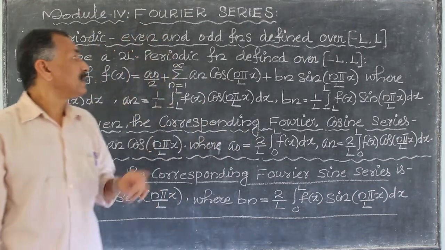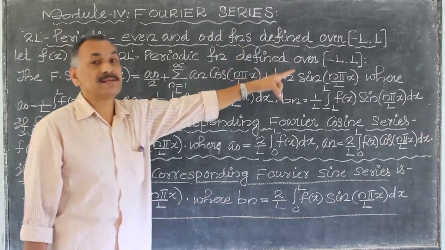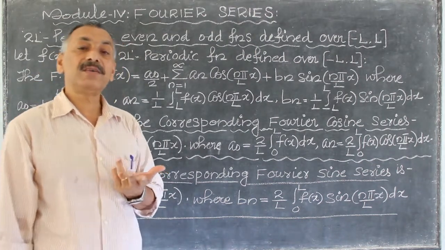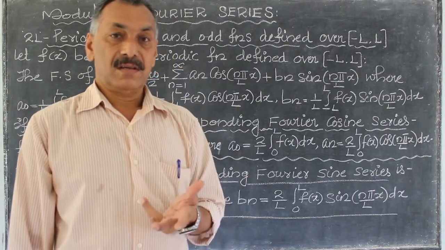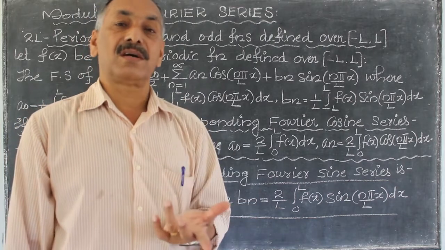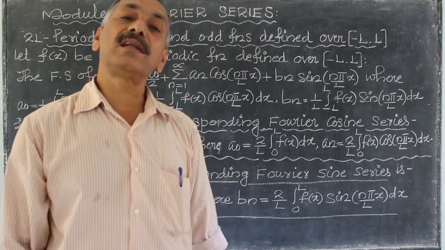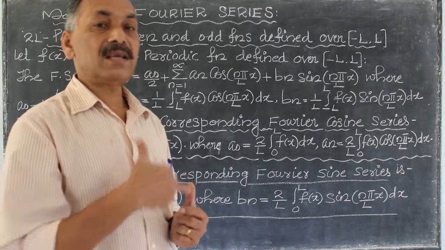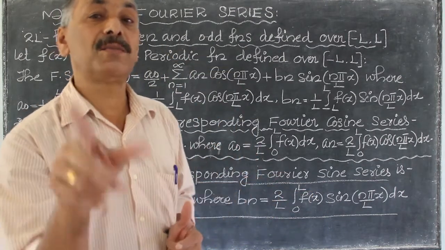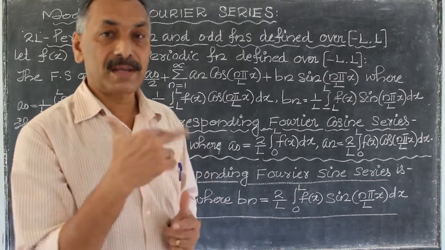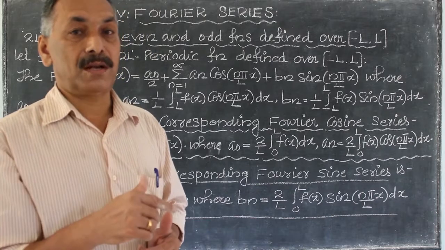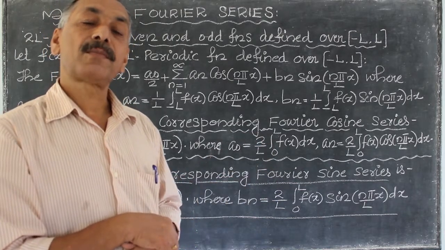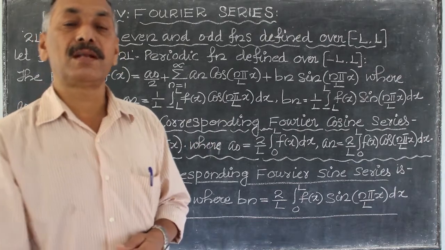Next we assume that f of x is a 2L periodic function defined over minus L to L and f of x is even. What do we mean by an even function? f of minus x is equal to f of x, that is, the value at plus x equals the value at minus x, and the graph is symmetric about the y-axis. Therefore the integral from minus L to L is equal to 2 times the integral from 0 to L.